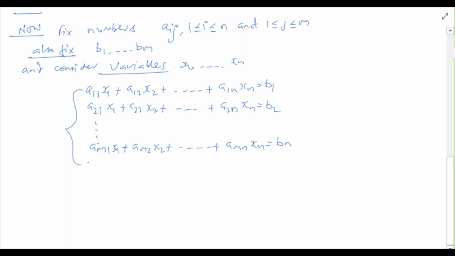Now rather than one equation, we have m equations. This set of equations is called a system of linear equations.